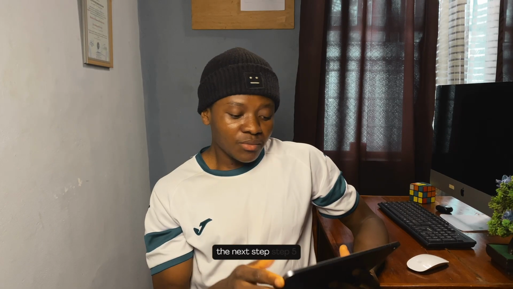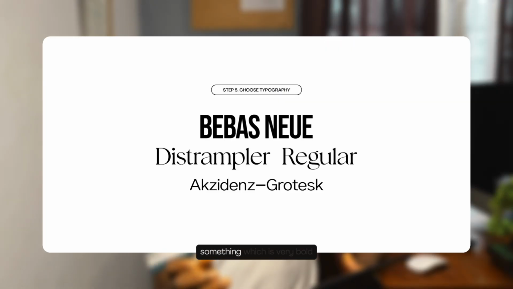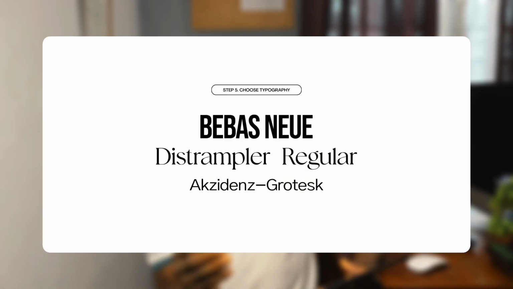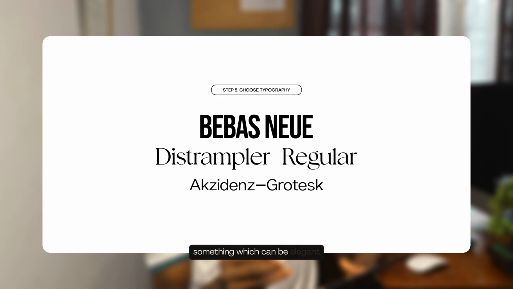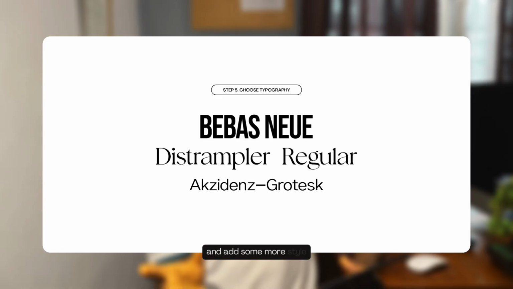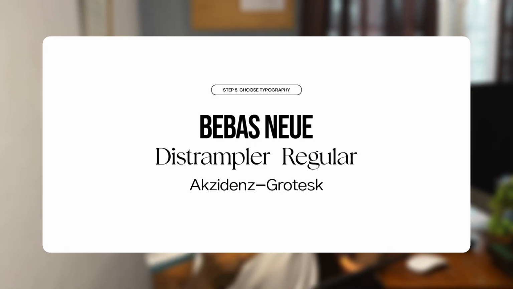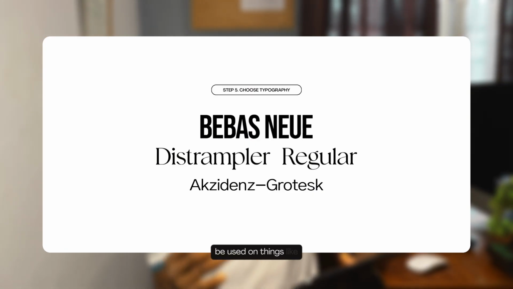The next step, step 5, will be to choose our typography. So now we'll go with something which is very bold, and we'll pair it with a simple sans serif, and we'll add another font to this particular ensemble. Something which can be elegant in a way and add some more style to the brand, because I'm making it for adults and adults love to feel like they're exceptional. Now this font is meant to be used on things like marketing material, art, and the rest.